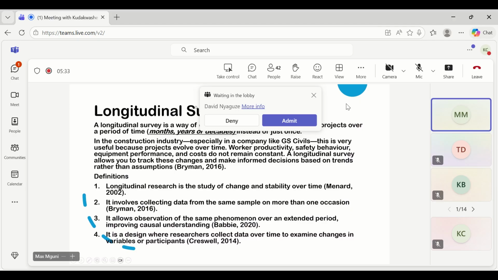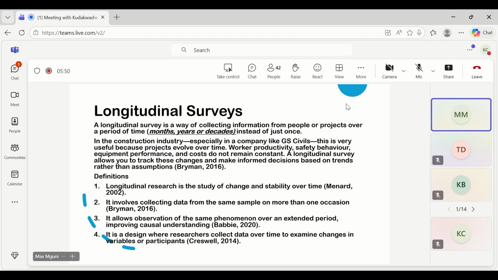The longitudinal survey is a way of collecting information from people or a project over a period of time. So as we can see now, here's the distinction between the longitudinal and the cross-sectional. This one happens over months, years, or decades instead of just once.